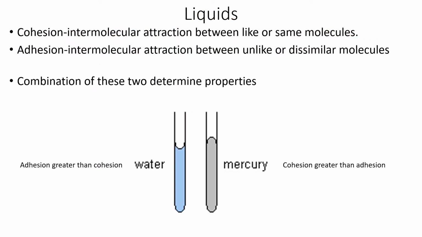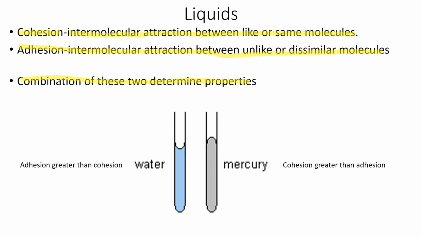A couple other terms that we associate with liquids are cohesion and adhesion. When we're talking about cohesion, we're talking about the intermolecular attraction between like or same molecules. Adhesion is the intermolecular attraction between unlike or dissimilar molecules. The properties of a lot of liquids we're familiar with are based upon the combination of these two. Our first example is if we compare water and mercury.